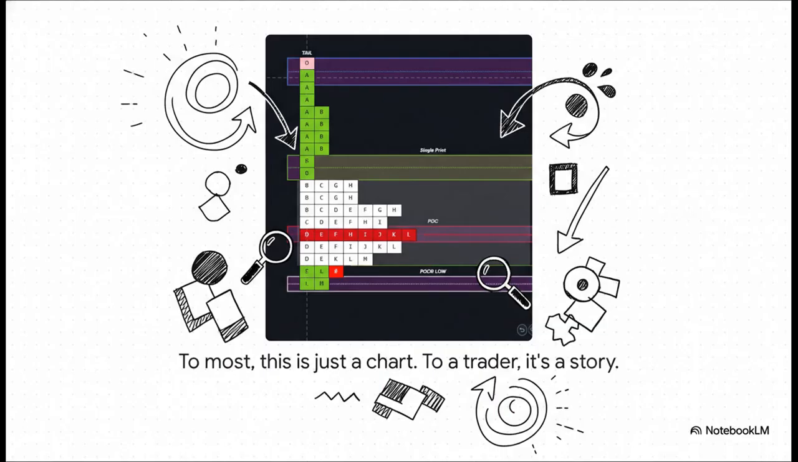Yeah, I know. To most people, this just looks like a random jumble of letters. But by the end of this, you're going to see it as a story. Every single letter is like a footprint, showing where traders fought it out, where they found a fair price, and where they just aggressively rejected a price level. You'll literally be able to see the plot of the trading day unfold.